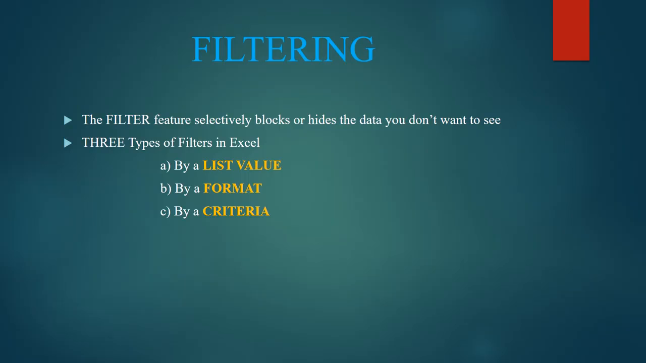Unlike sorting, filtering does not rearrange the data. It temporarily hides the rows and columns you don't want to consider as of now. You can edit, format or print the chosen ranges of the filtered data. There are three types of filter in Excel. The first one is by a list value. The second one is by format. The third one is by a criteria.